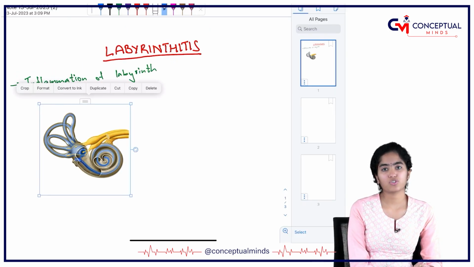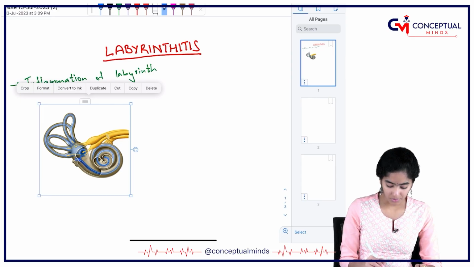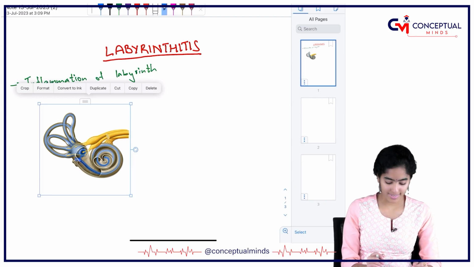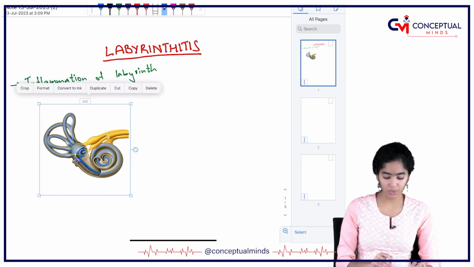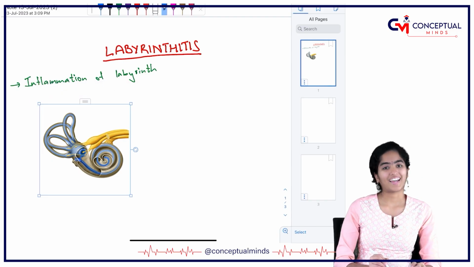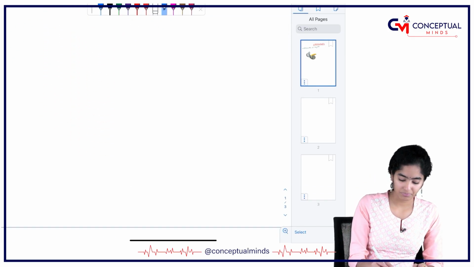Let me show you a picture of the labyrinth to remind the inner ear anatomy. We have the bony labyrinth and running inside it exactly in the same way is the membranous labyrinth. I hope you can see all of that in this picture very clearly. This being the cochlea and the three semicircular canals. Now let us discuss the etiology of labyrinthitis.